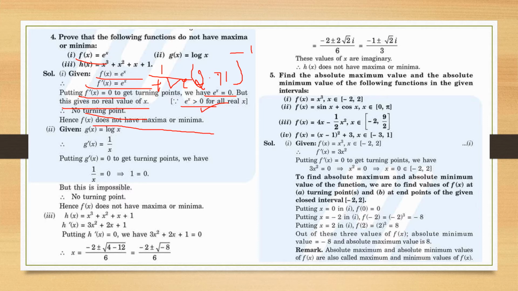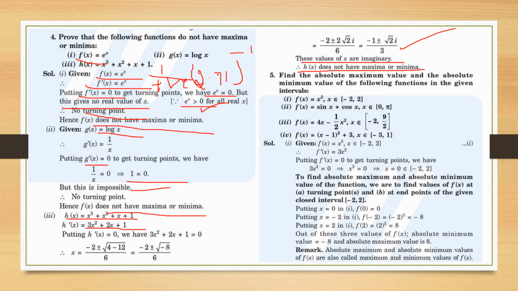For this second one, g(x) is log x, your derivative is 1 by x. Okay, derivative put equal to 0, it gives me 1 equal to 0, which is not possible. Okay, so no turning point, no maxima or minima. For h(x), the derivative, critical point, you see here turns out to be some complex roots. So the values of x are imaginary, hence it does not have maxima or minima.